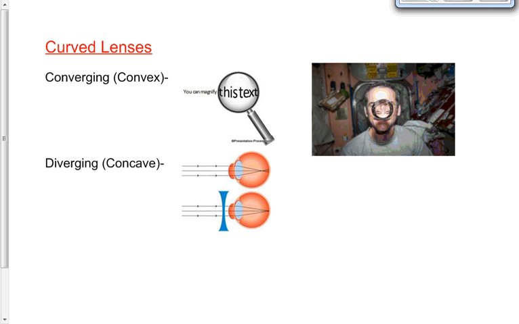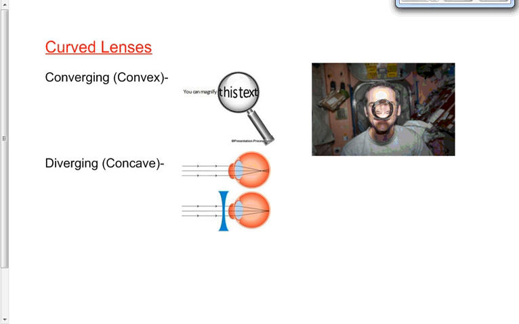Convex lenses are converging lenses. Convex mirrors are diverging mirrors. Concave lenses are diverging lenses. Concave mirrors are converging mirrors. That gets a little bit confusing. Okay, we've got to keep that straight.